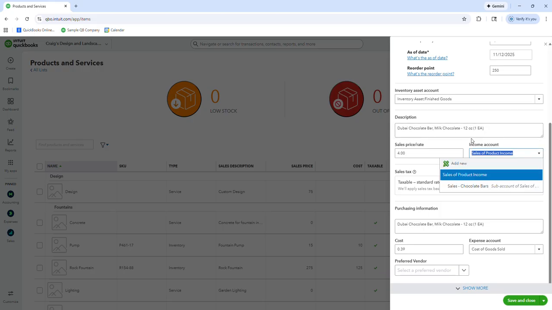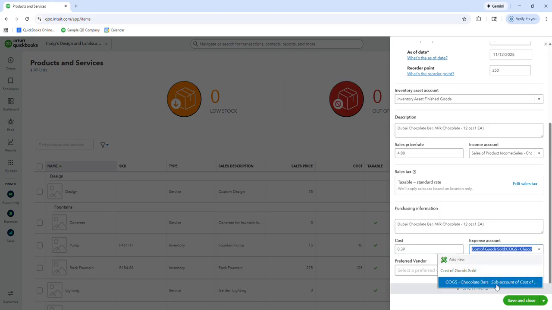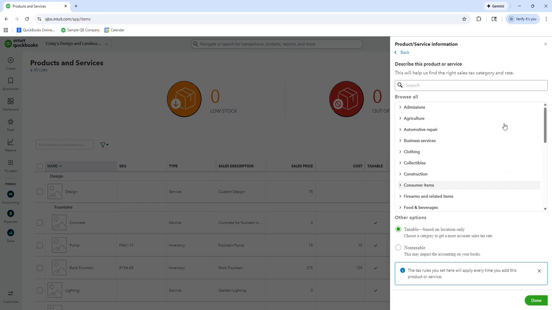The sales or income account, or revenue account, I have one specific for this product line, which is chocolate bars. COGS, same thing. I've got a chocolate bar COGS. And the last thing would be the sales tax.